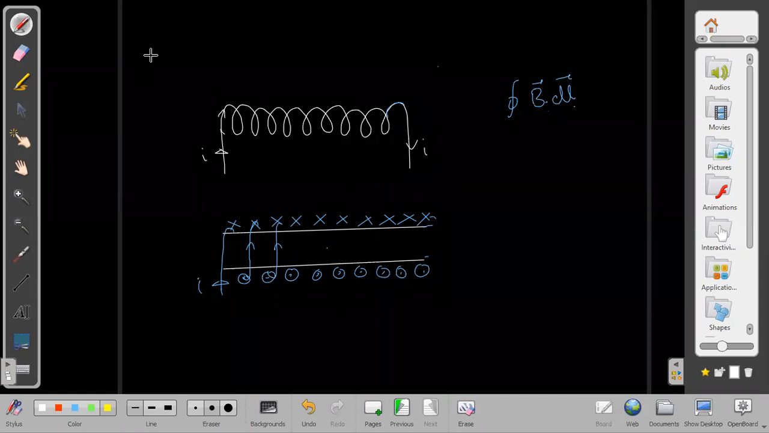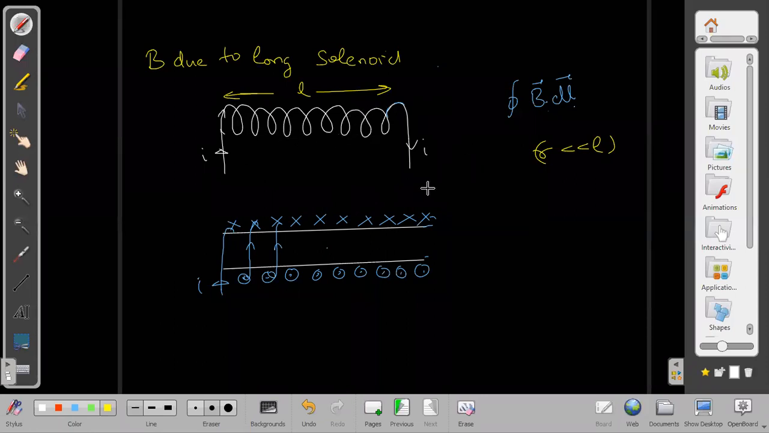Long solenoid. First of all, we are finding the field due to a long solenoid. What is the meaning of long solenoid? Infinite. The radius is small compared to the total length of the solenoid. Length of the solenoid is different from the length of the wire. We are not talking about the length of the wire. We are talking about just the length along the axis. That length has to be much more than the radius of this spring. Radius of spring means the radius of the cylinder on which this spring is wound. We can think like that.